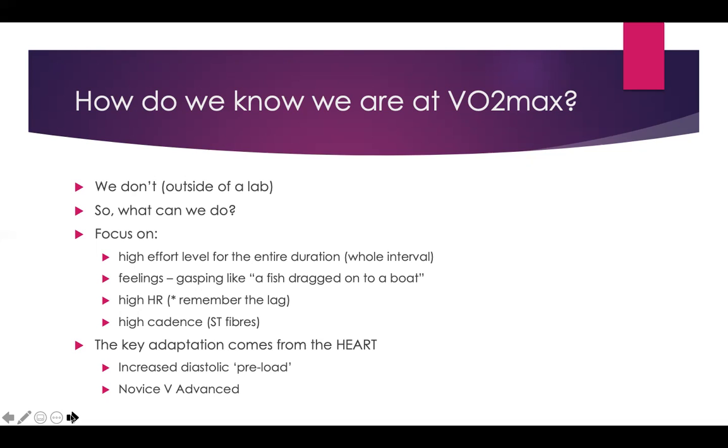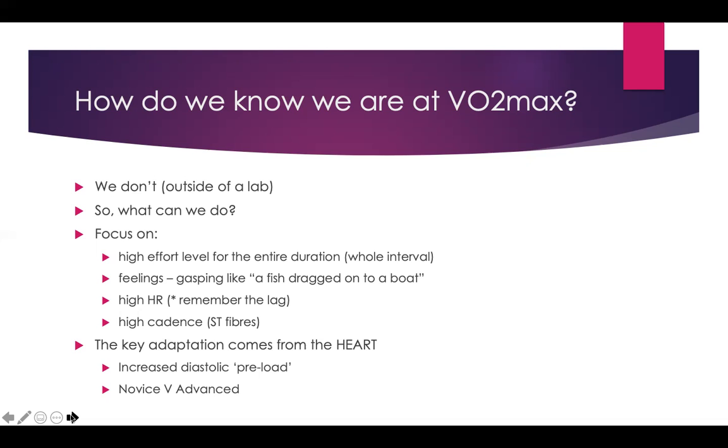High cadence is optimal. Again, we can produce power by using a bigger gear, but it's optimal to use the slow twitch fibers in the muscles because these are the ones that really need oxygen. So they will call for more and more oxygen as they work more aerobically and less anaerobically. So higher cadences are better, something in the region of 90 to 100 revs per minute, really.